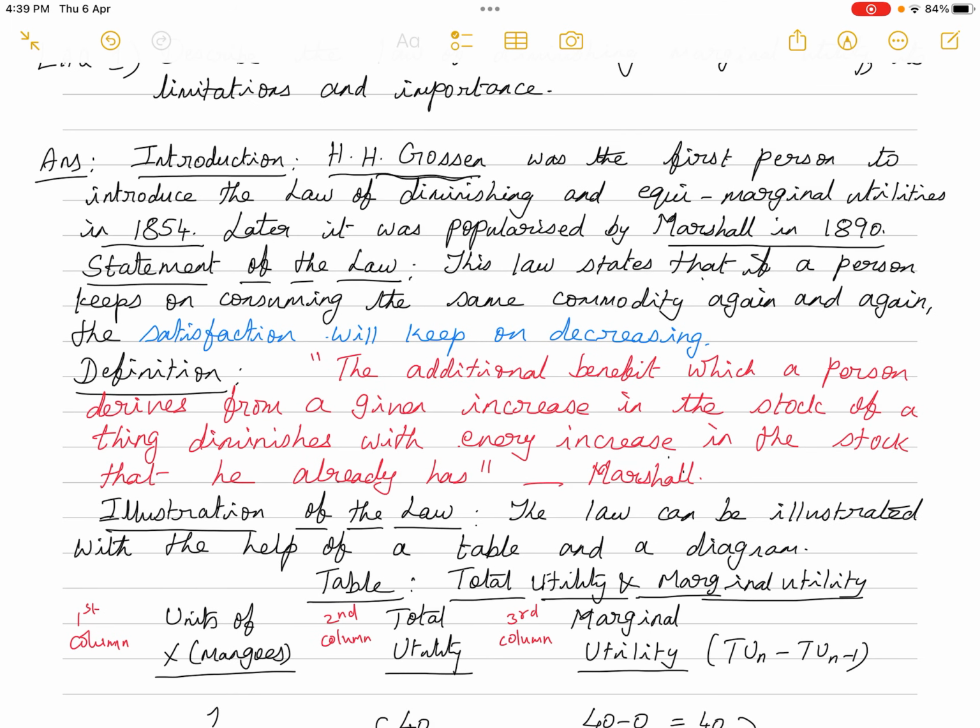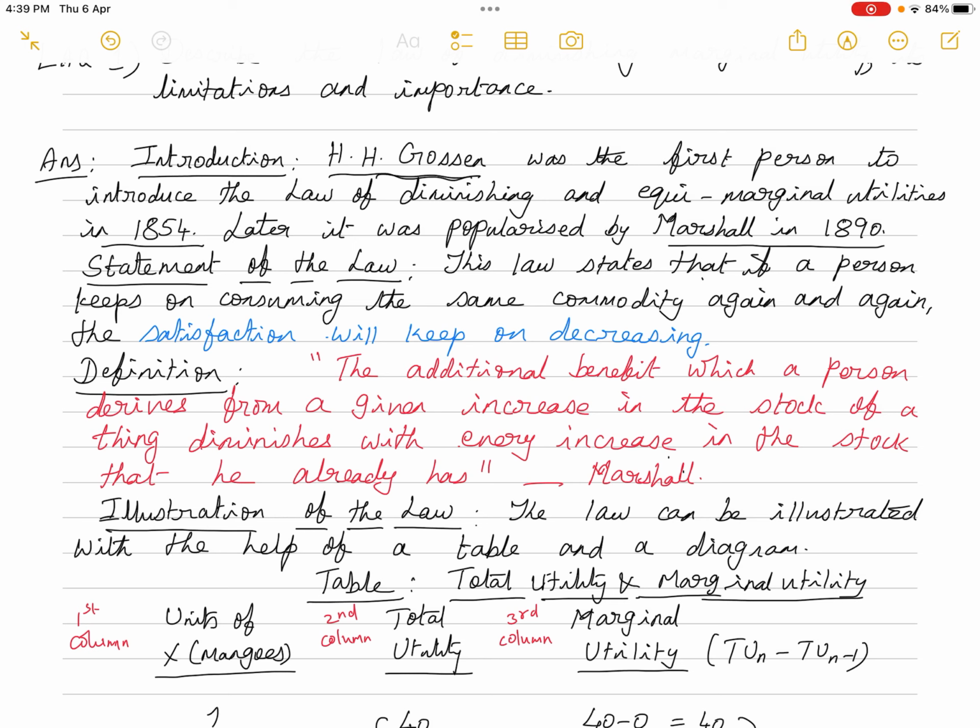Okay, then the definition. The definition given by Marshall. As far as the definition is concerned, it has to be word for word as it is. You cannot change the definition. And the definition is always given in inverted commas. So starting with the inverted commas: "The additional benefit which a person derives from a given increase in the stock of a thing diminishes with every increase in the stock that he already has." Close the inverted commas. So this is the definition given by Marshall.